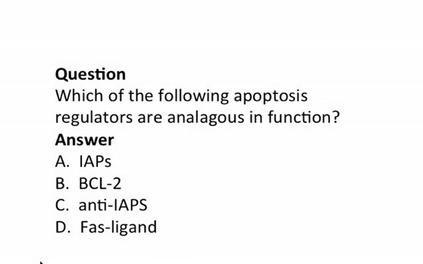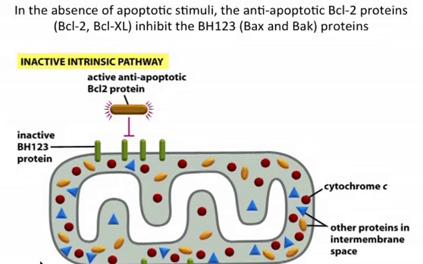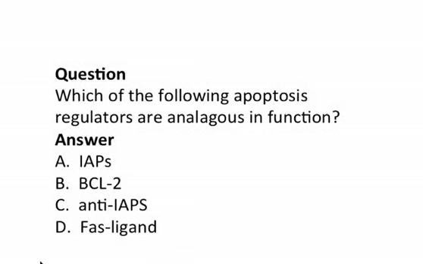Here, go back to this one. Right there. The BH1, 2, 3 proteins can't oligomerize. Anti-IAPs, which we're going to talk about in a minute, those prevent IAPs from functioning, so those are pro. And Fas ligands, you guys remember Fas ligands? That's pro, right? Because Fas binds to Fas ligand and signals and starts the extrinsic pathway of apoptosis. So the answers were A and B.